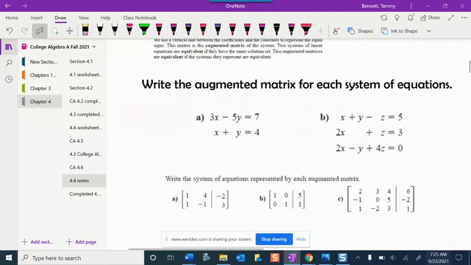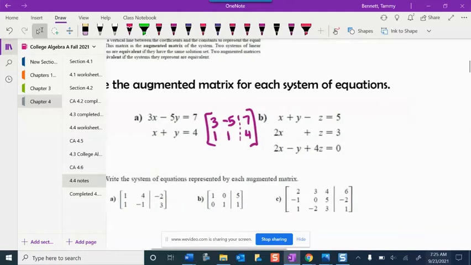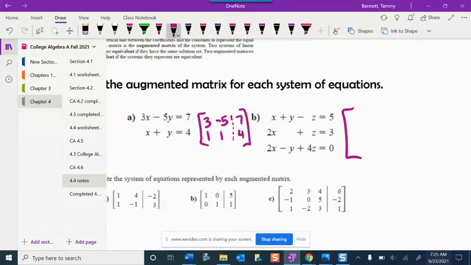All right, so writing an augmented matrix for the first one here, you would have a 3, negative 5, 1, 1. I like to draw a dotted line here and then 7, 4. Letter B is 1, 1, negative 1, 2, there are no y's. Column C is 1, and then 2, negative 1, 4. And then your solutions, or the answers, are here, 5, 3, and 0.